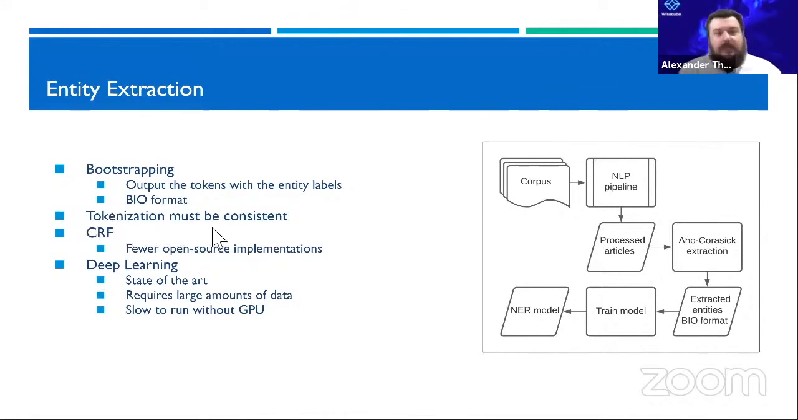With conditional random fields, it doesn't require as much data. It's a simpler model, so that's sort of a double-edged sword. It's good because it's simpler and requires less data. It's bad because it's not going to be able to learn as much. And there are also fewer open source implementations. It never got quite as big as the deep learning stuff, though there are good implementations out there.